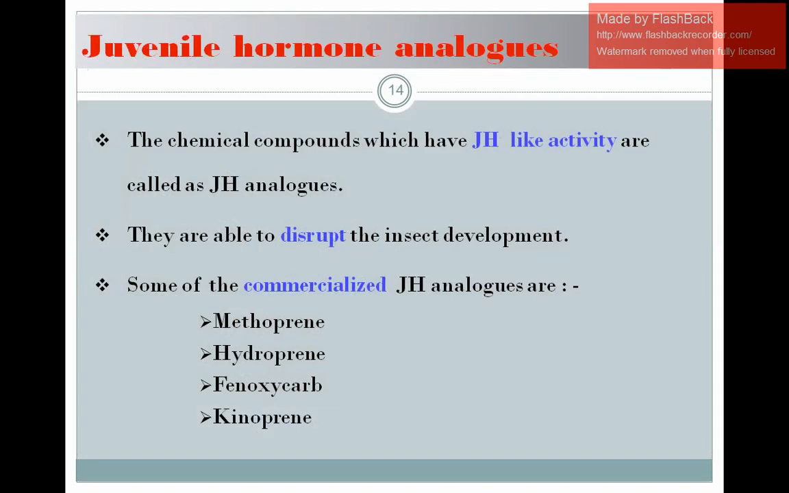Okay, coming to the juvenile hormone analogues, they are chemical compounds which have juvenile hormone-like activity. They are capable of disrupting insect development. Some of the commercially available juvenile hormone analogues are methoprene, hydroprene, phenoxycarb, quinoprene, etc.